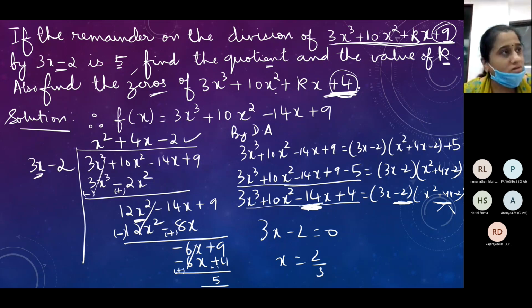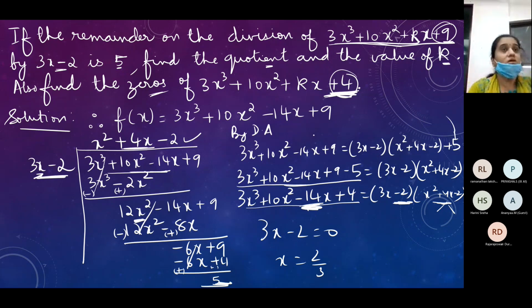Now to find the zeros, use the division algorithm. What's the division algorithm? The dividend is equal to divisor into quotient plus the remainder. And now when you transpose plus 5, 9 minus 5 is plus 4. So that's what we have to find here. We have to find the zeros of this polynomial, which is plus 4 in the end.